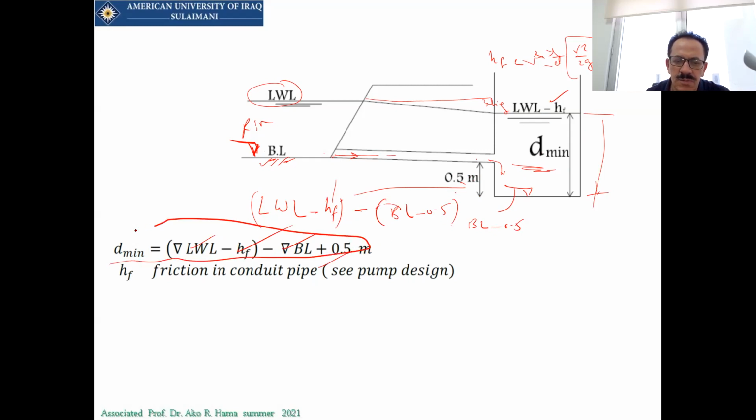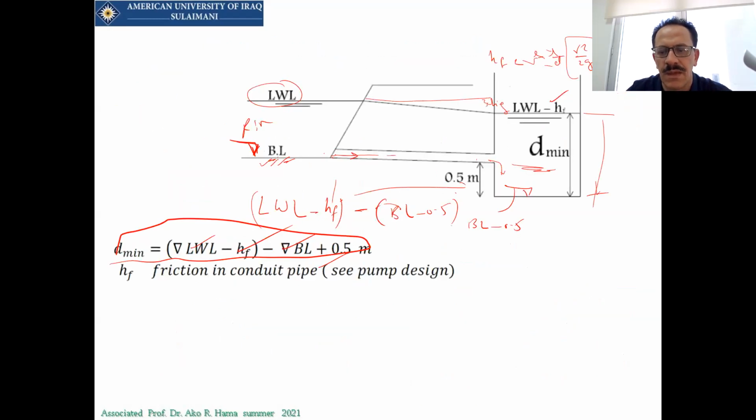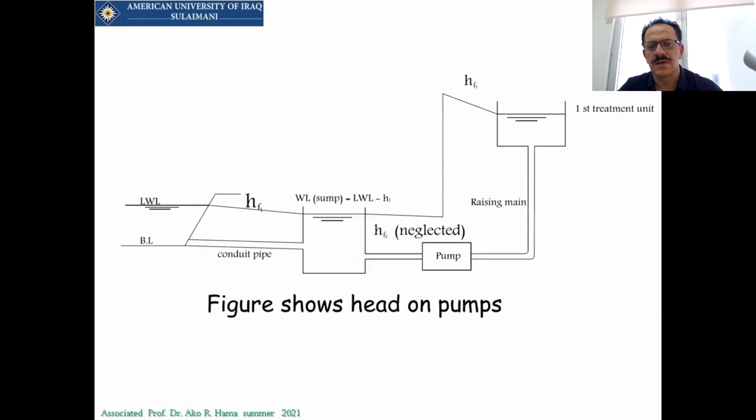D should be more. When we have the volume divided by L divided by B, it will give you a D, which is the depth of the tank. It should be greater than the D minimum. Otherwise, you have to put the D minimum as an indicator. Is it clear?